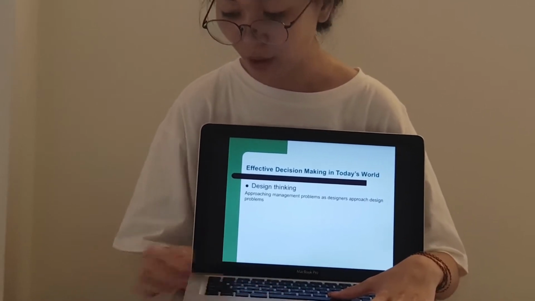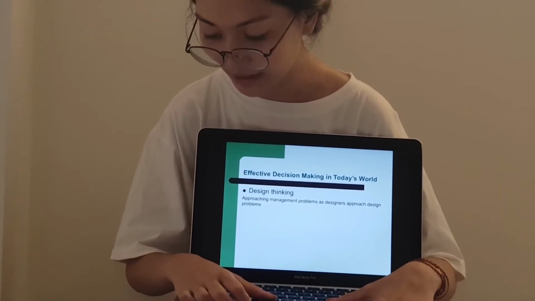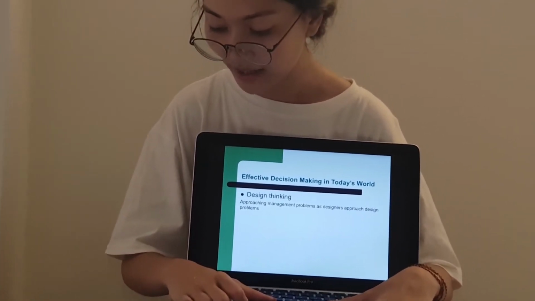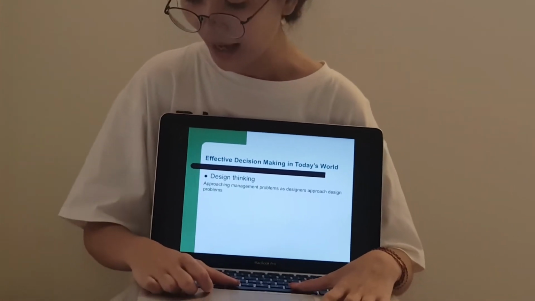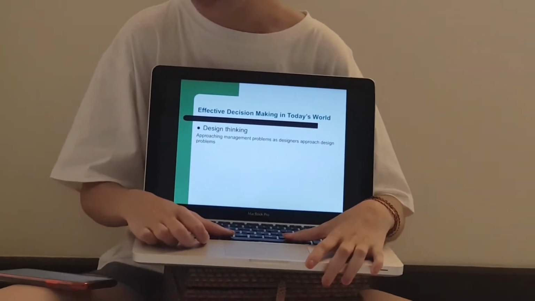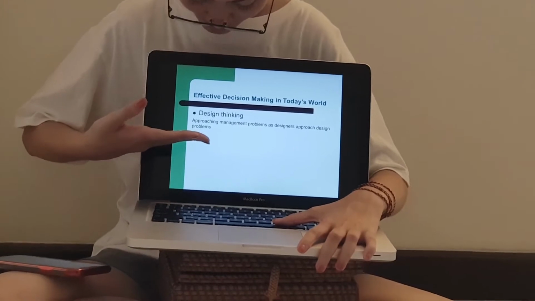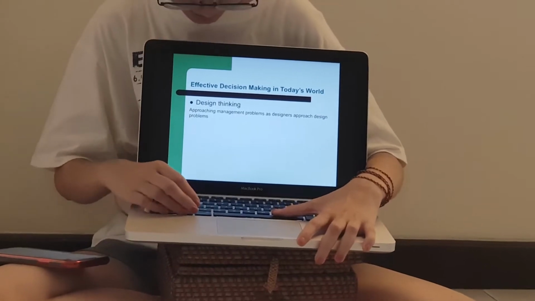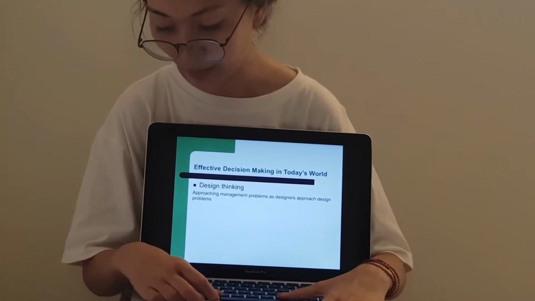the way managers approach decision making using a rational and analytical mindset, identifying problems, coming up with alternatives, evaluating alternatives, and choosing one of the alternatives, may not be the best and is certainly not the only choice in the environment. That is where design thinking comes in. And I show design thinking definition here is about approaching management problems as designers approach design problems.